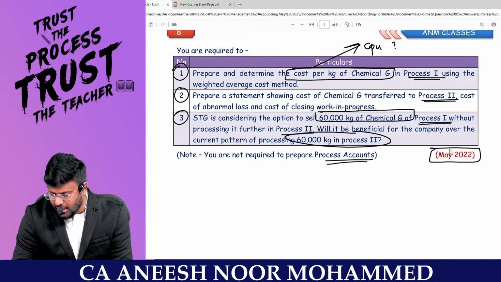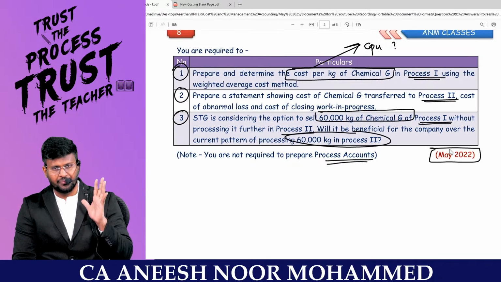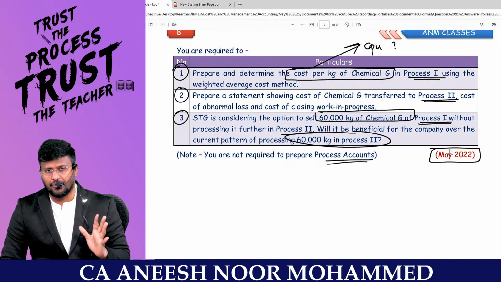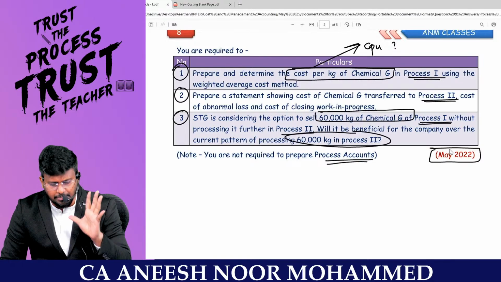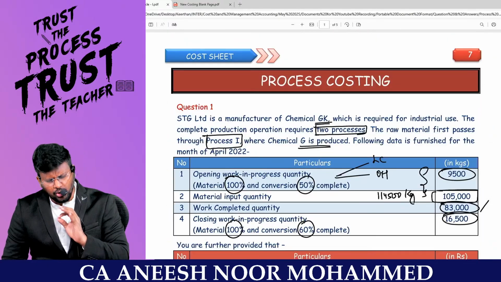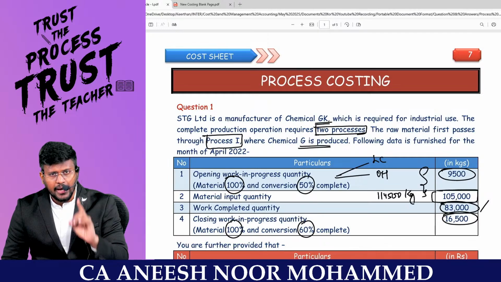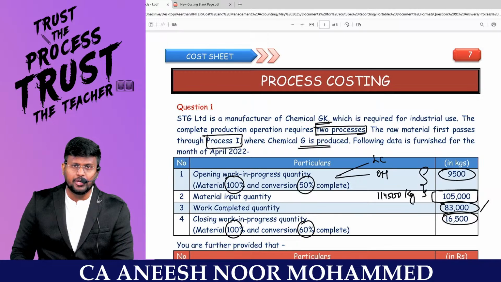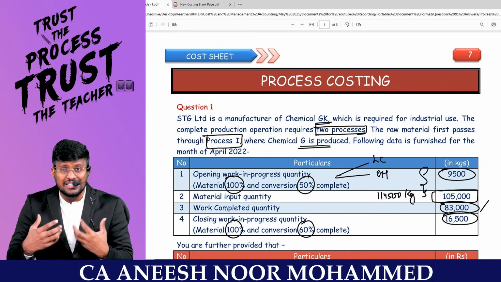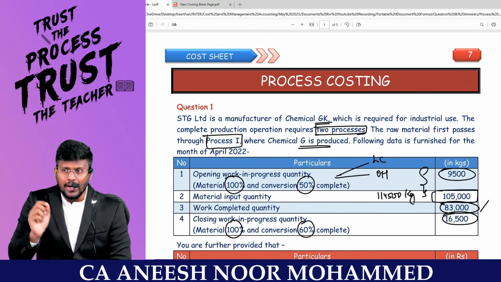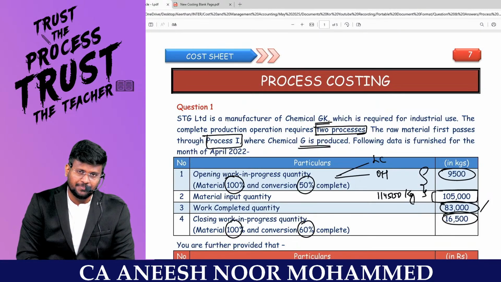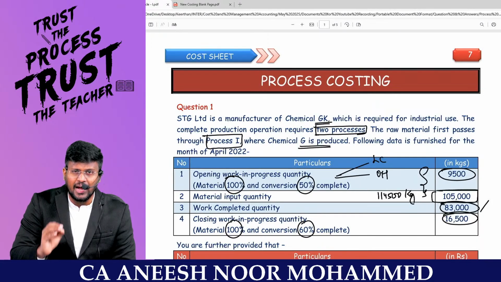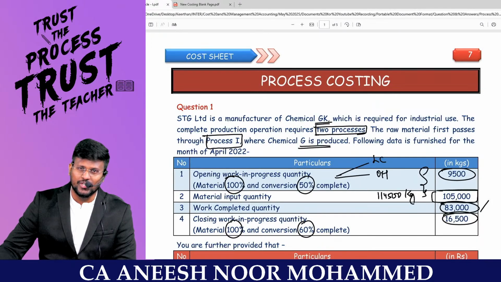This is a May 2022 question. My dear lovable students, try the question by yourself. Then only you will learn the subject process costing. A lot of doubts will come. If you are able to solve 3 to 4 questions from any chapter on your own, the chapter will start communicating to you where you are making mistakes. So try this question, then I will tell you the answer.